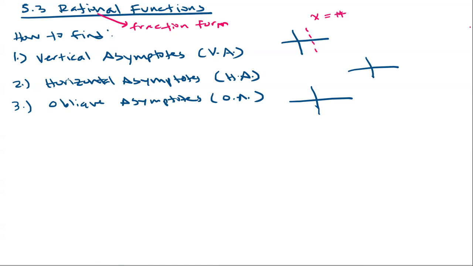For a horizontal asymptote, it is going to be y equals a number, so it's just a horizontal line coming across. And an oblique asymptote is slanted. If you have an oblique or slanted asymptote, it might go through the origin, something like this, and your graph will be drawn close to it.